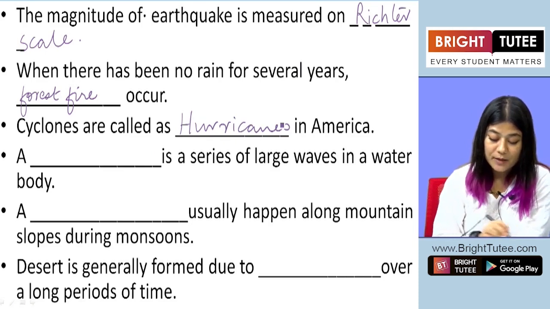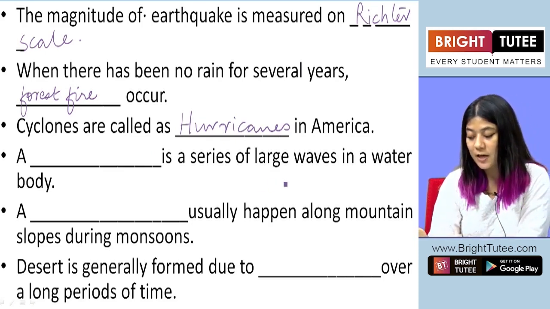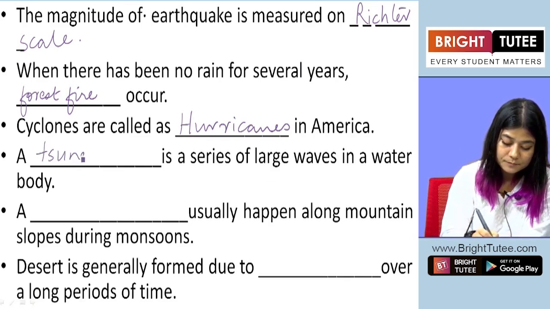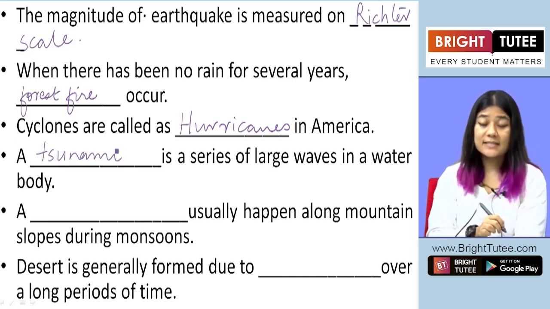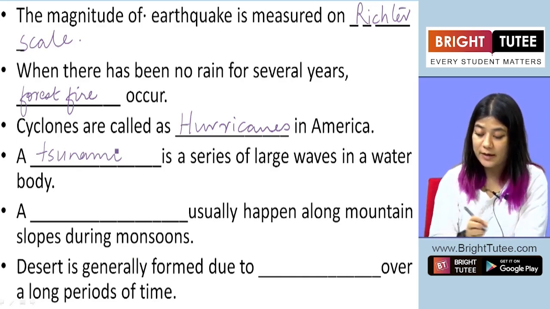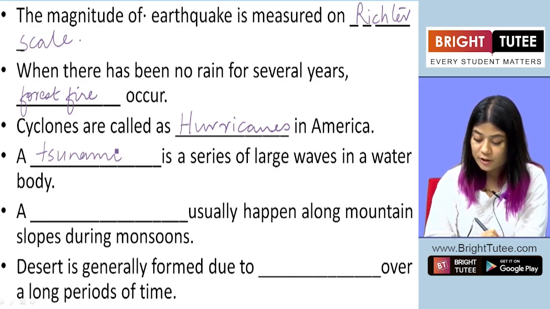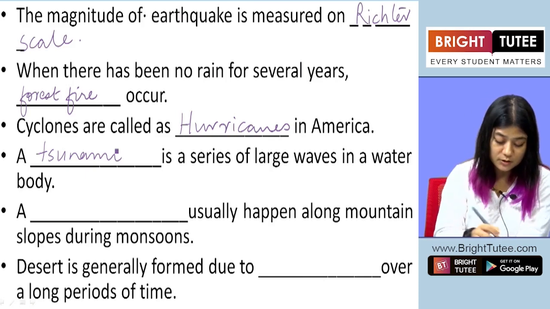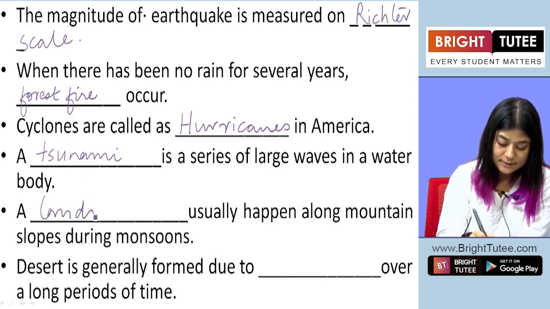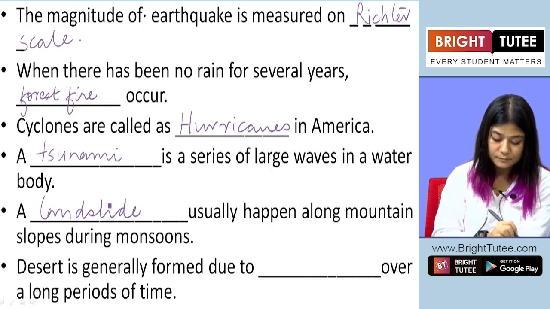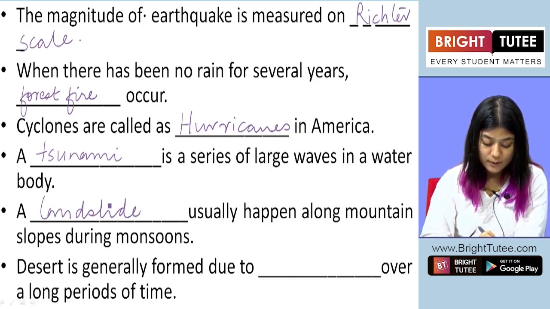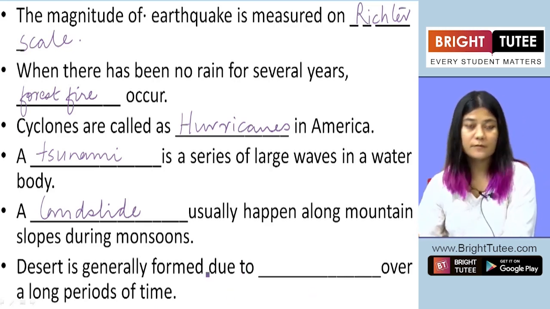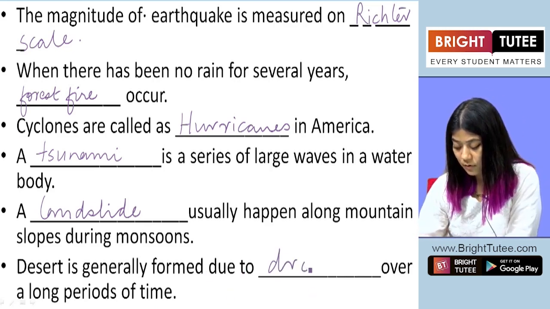Cyclones are called hurricanes in America. A tsunami is a series of large waves in a water body. A landslide usually happens along mountain slopes during monsoons. The next one: desert is generally formed due to droughts over long periods of time.